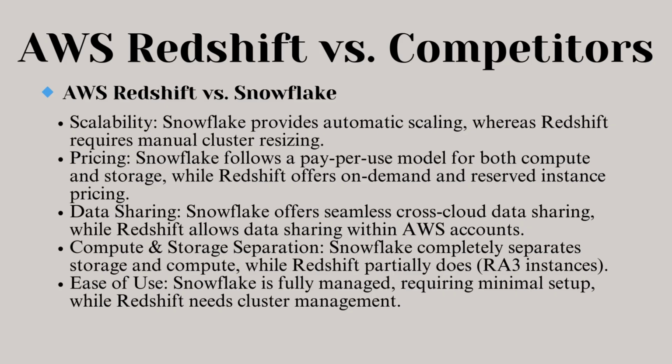Pricing. Snowflake follows a pay-per-use model for compute and storage, while Redshift follows on-demand and reserved pricing. Data sharing. Snowflake allows cross-cloud data sharing while Redshift supports sharing within AWS accounts. Compute and storage separation. Snowflake fully separates storage and compute while Redshift partially does so with RA3 instances. Ease of use. Snowflake is fully managed with minimal setup while Redshift requires cluster management.